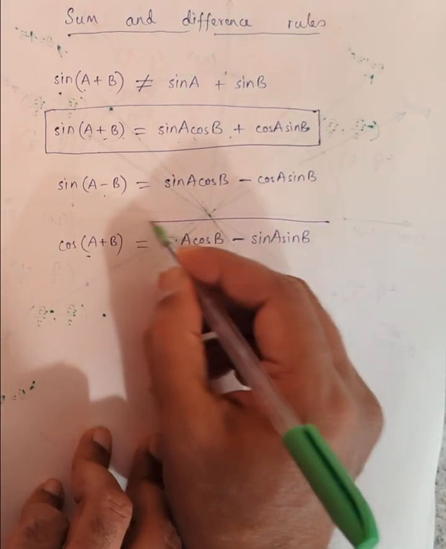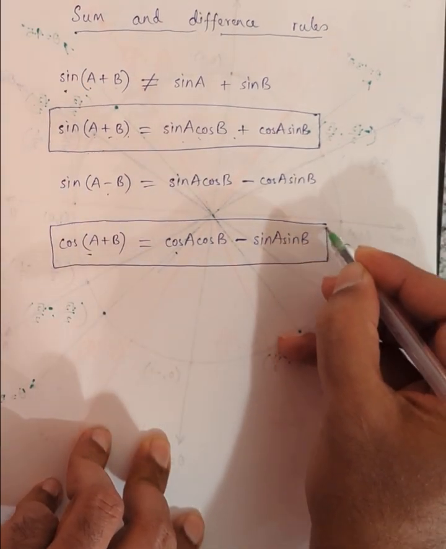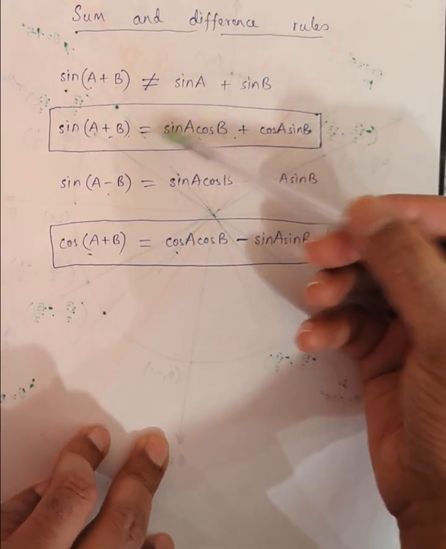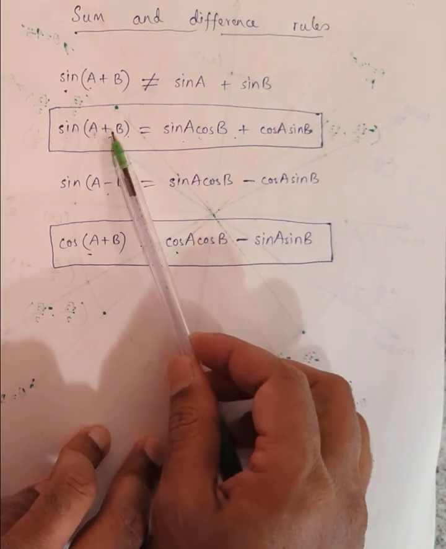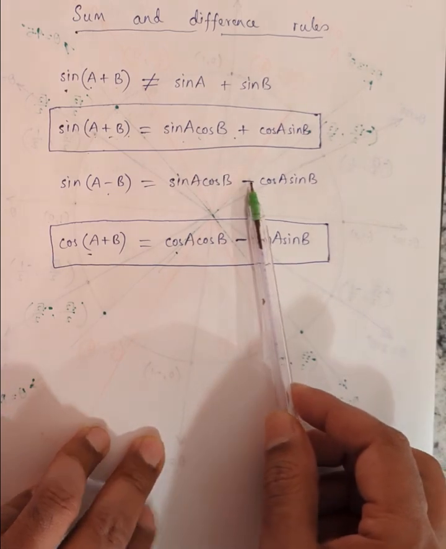So that's what I was trying to say. It does not look anything like sine of a plus b. Sine of a plus b, if there was a plus, you had a plus here. If it's a minus, you have a minus.